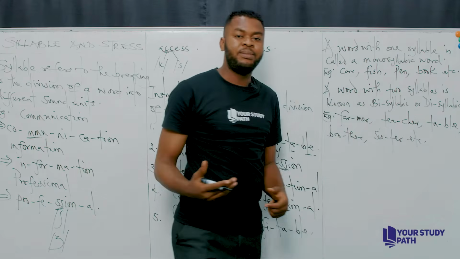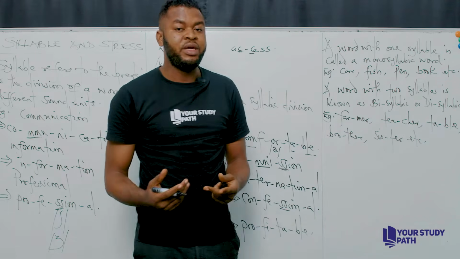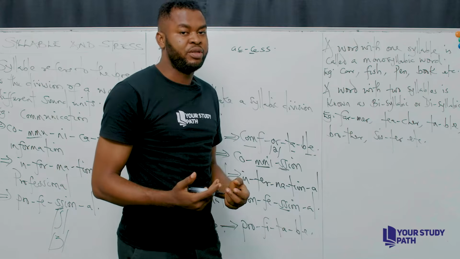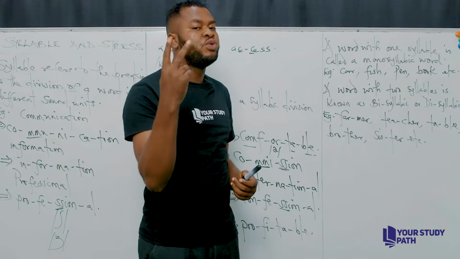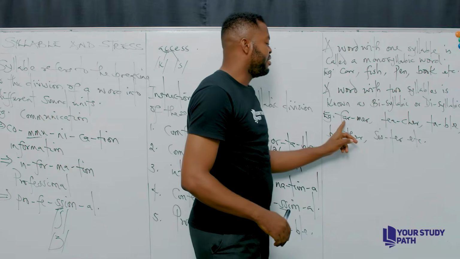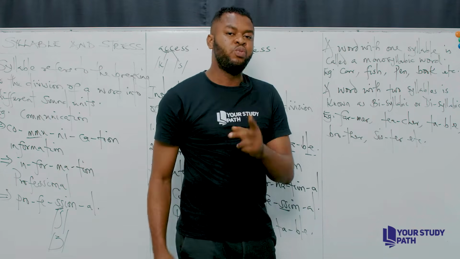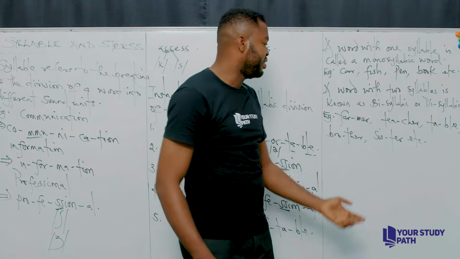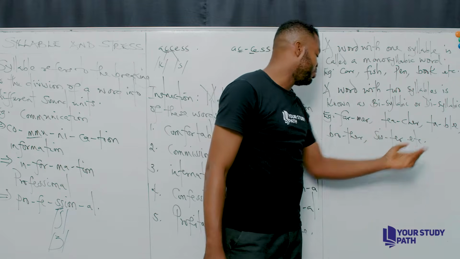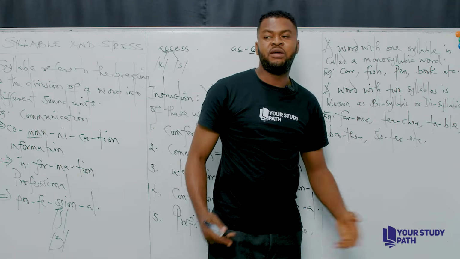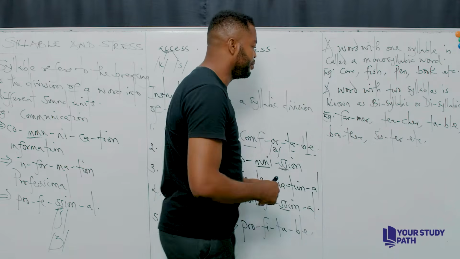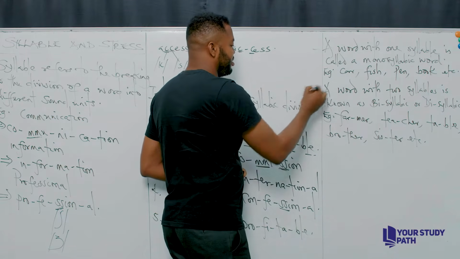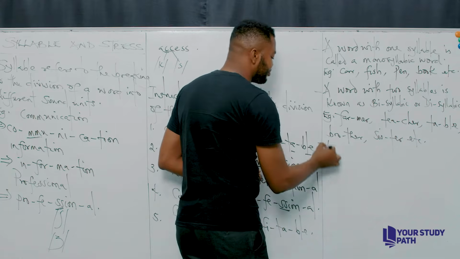So these are examples of bisyllabic or disyllabic words, meaning one word that contains two syllables. For example, farmer is just one word which contains two syllables. The same applies to teacher, table, brother, sister, and the rest of that. Is that taken? Now let's proceed to the next aspect that we have for today.